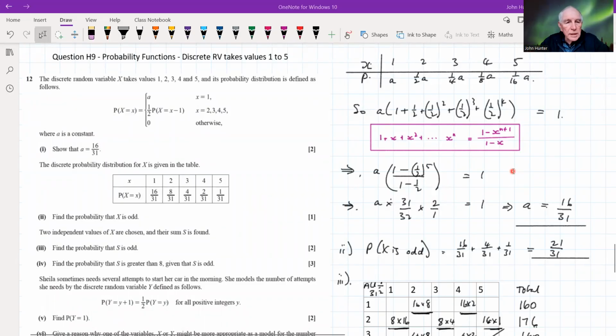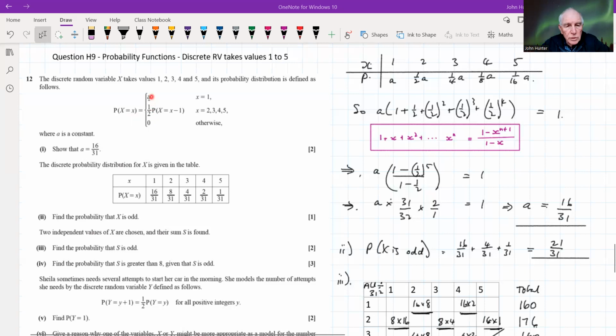Right, we've got a worked example here for probability functions, and this is about a discrete random variable that's defined by this set of rules here. Let's have a look. The discrete random variable x takes values 1, 2, 3, 4, and 5, and its probability distribution is defined as follows. So the probability that the random variable equals a particular number depends on the number.